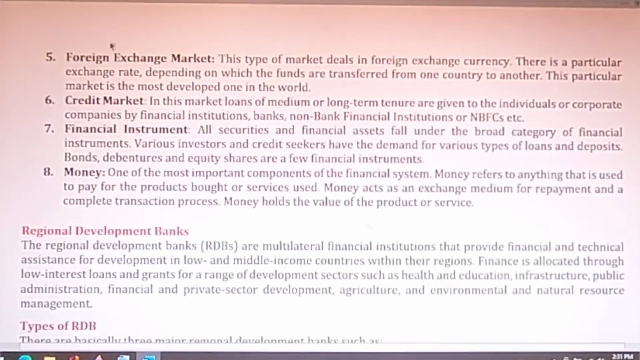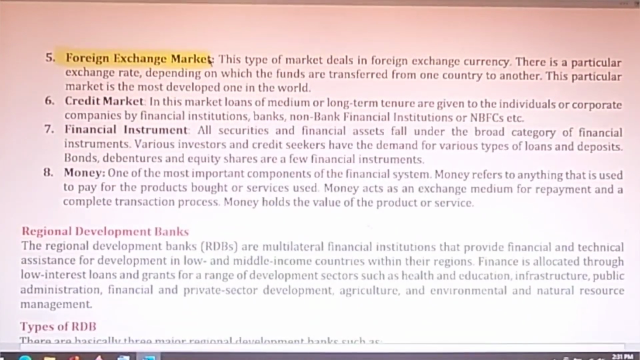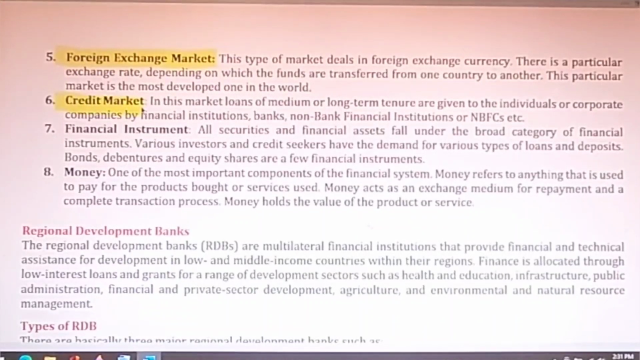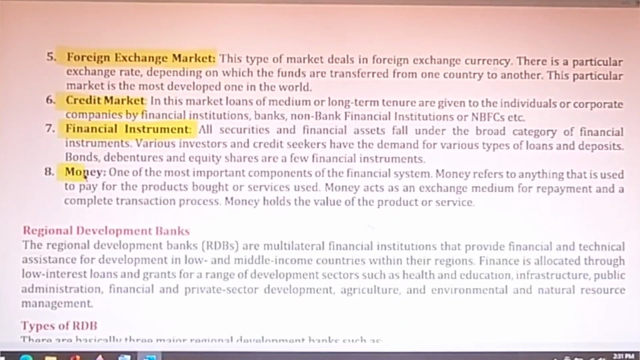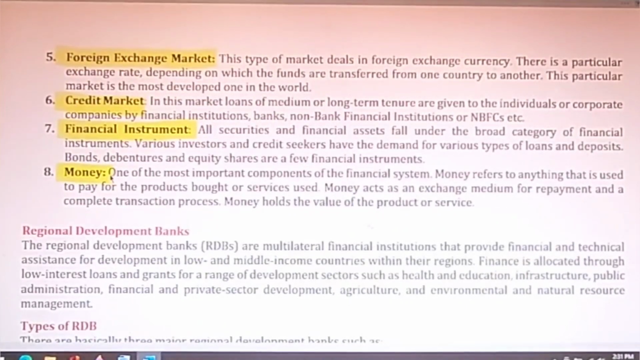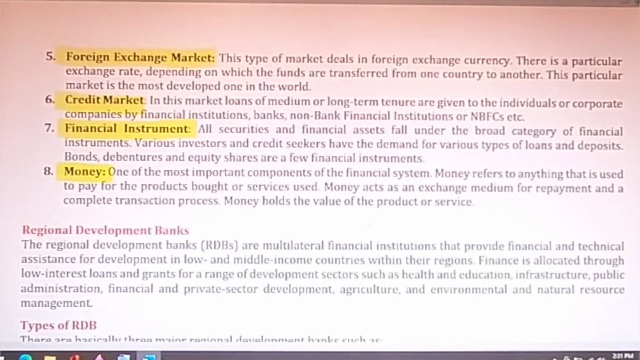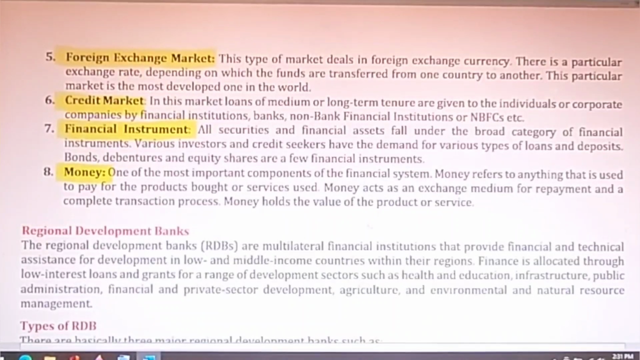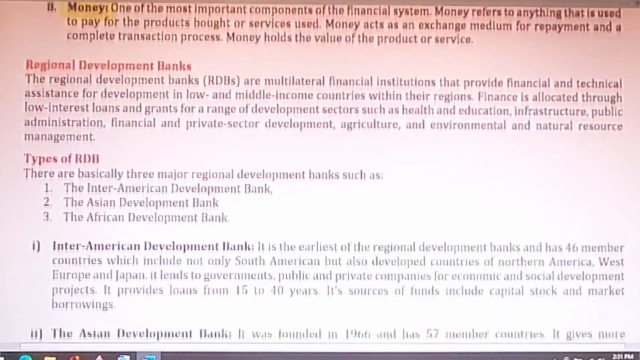Now these are the main components: foreign exchange market, then credit market, financial instruments, and money. So there are as many as 8. Apart from this, there are more components. I have just written 8, which is enough to get you 20 marks.